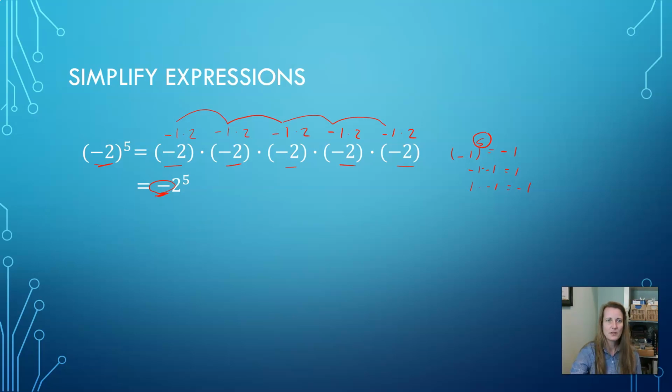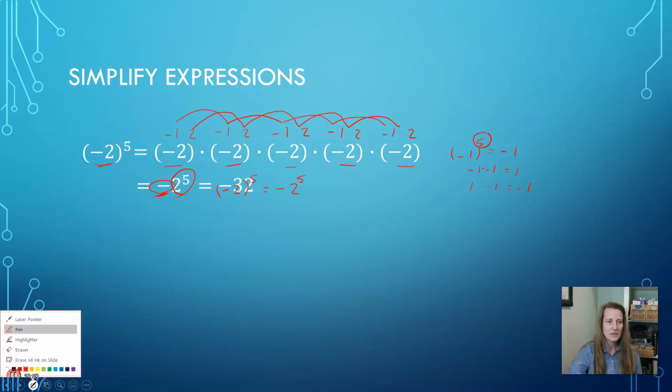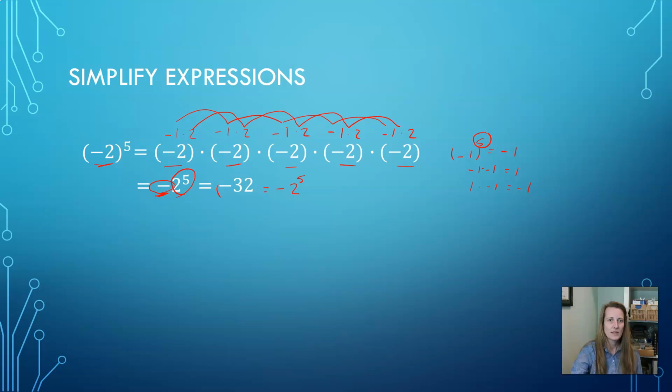And then I'm left with 1, 2, 3, 4, 5 2's, and that's where I get my 2 to the 5th. So just to see it a little bit more clearly, we have a negative 2 to the 5th equals a negative 2 to the 5th. And I can simplify that to negative 32. Let me erase some of those marks for you so you can see that a little bit more clearly, because I can multiply those through.